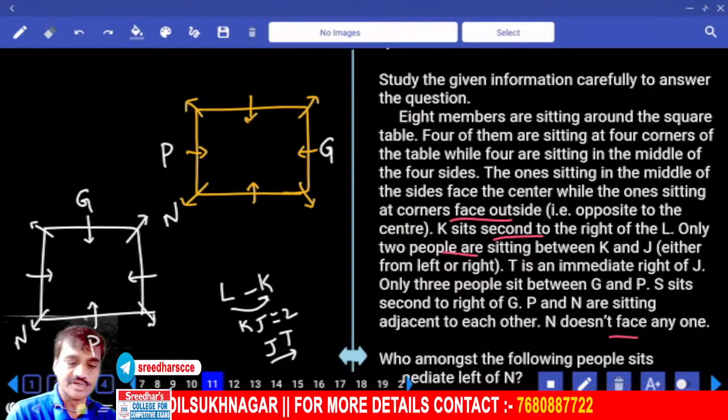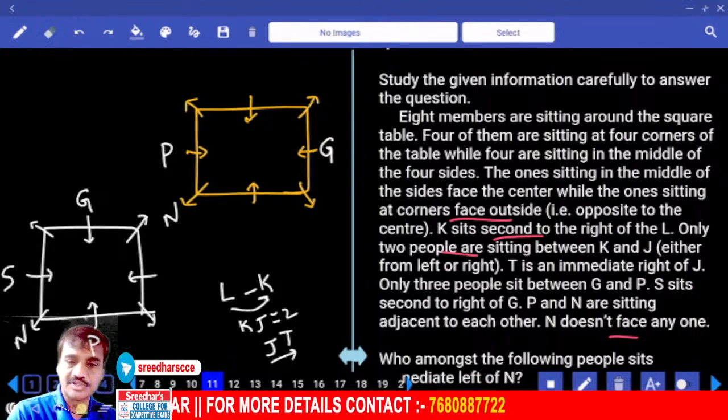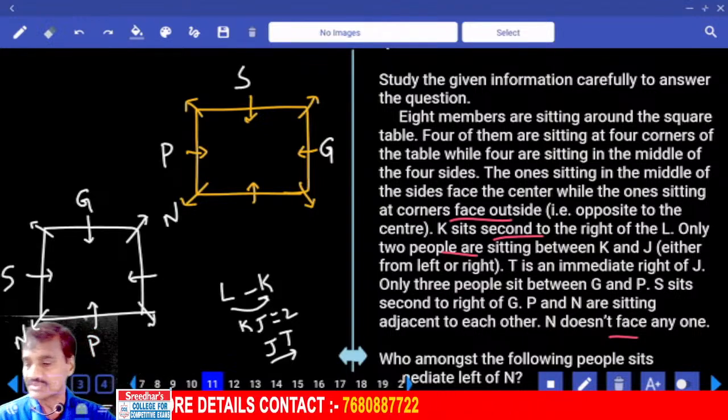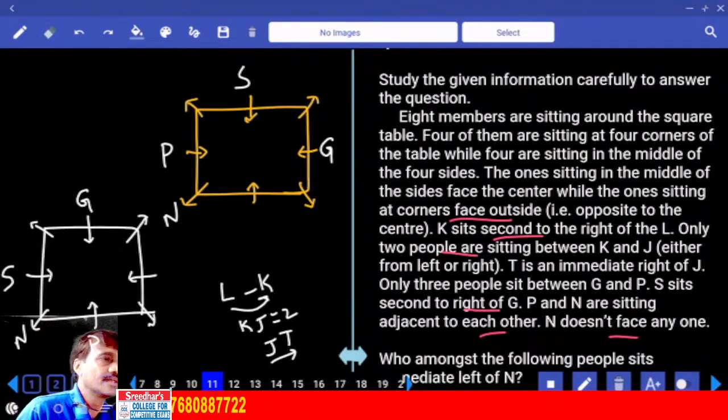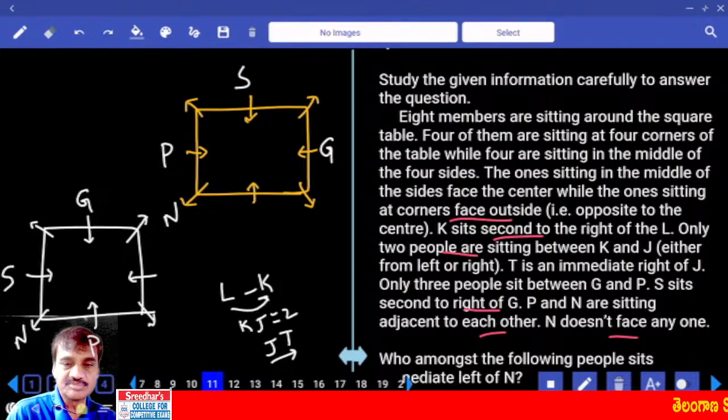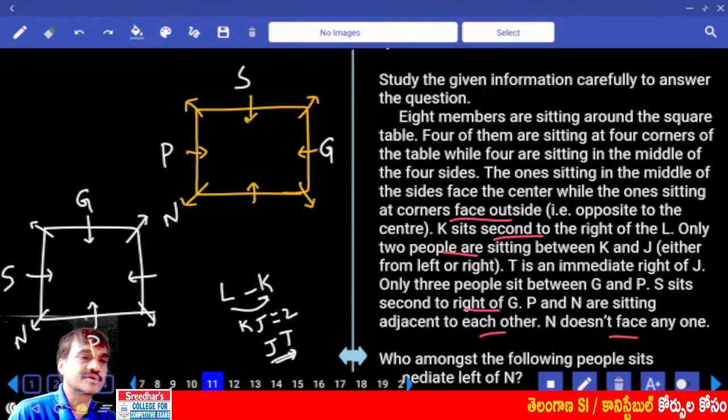S sits second to the right of G. Then P and N are sitting adjacent. N does not face anyone. Now this is the information given. Then J and T must be adjacent to each other. Clear? And at the same time T is to the immediate right of J.